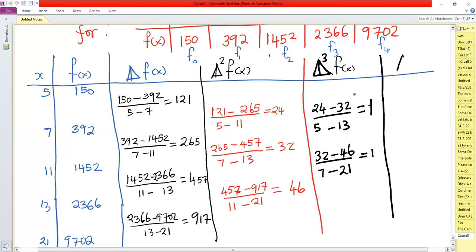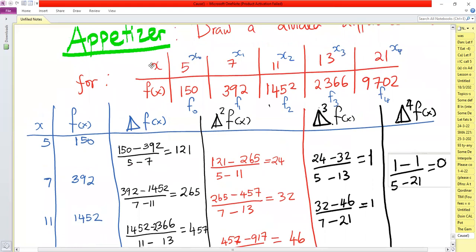And then, because we have two numbers, we can as well define the fourth divided difference, which will be given by 1 minus 1. For this one, the lower number is 5, the upper number is 21. But this will be 0 because the numerator will be 0. So that is how we draw a divided difference table for the values given in this table.